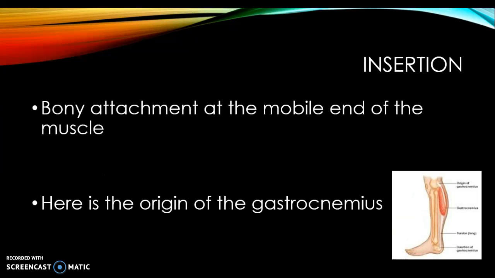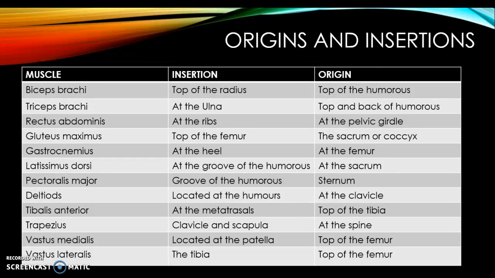Insertion. An insertion is the bony attachment at the mobile end of the muscle, so this means it's the bit that moves. Here is the origin and insertion of the gastrocnemius. You can see it starts at the patella and ends at the heel. Here are many different insertions and origins of many different muscles throughout the body.